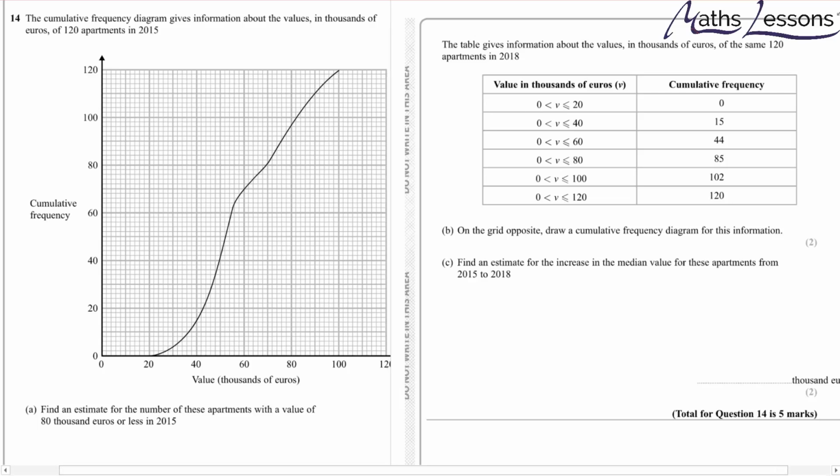Right, here we go. So looking at question 14 from this paper, the cumulative frequency diagram gives the information of the values in thousands of euros of 120 apartments in 2015. So here we go, there's the cumulative frequency, and we want to find an estimate for the number of these apartments with a value of 80,000 euros or less.